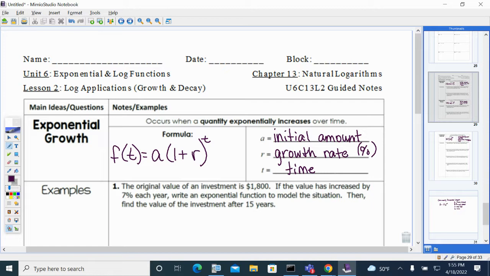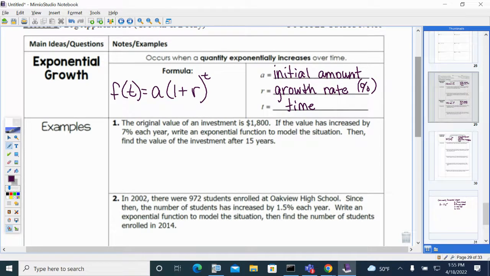So let's look at example number 1. Example number 1 says the original value of an investment is $1,800. If the value has increased by 7% each year, write an exponential function to model the situation. Then find the value of the investment after 15 years. So we're going to use this. It says that it is increasing, so that's what's going to let you know that this is your exponential growth.